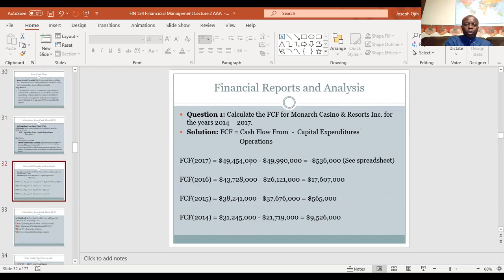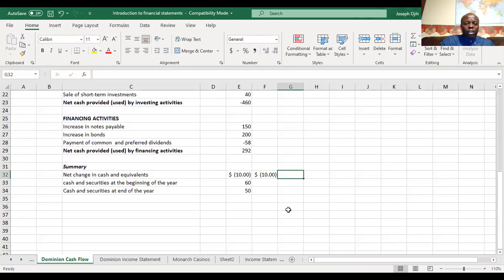So let's see how that works. Question 1 says, calculate the free cash flow for Monarch Casino and Resorts Incorporated for the years 2014 to 2017. To do that, I'm going to remember the formula: cash flow from operations minus capital expenditure. Let me take you to the financial statement of Monarch Resorts.